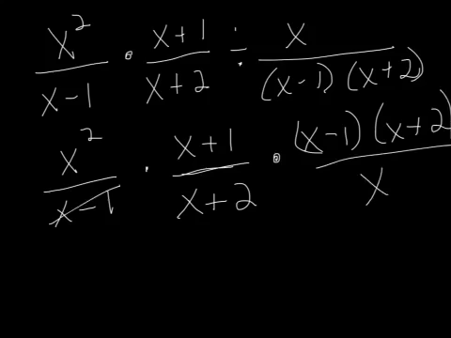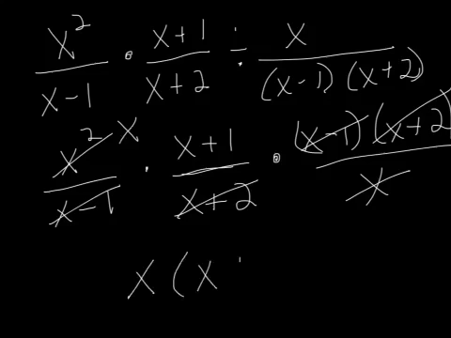Well, I have an x minus 1. I have an x plus 2. And I can reduce one of the x's. So the final answer is x times (x plus 1). I would leave it there because if you misdistribute, then you will miss some points. But if you chose to, it would be x squared plus x.